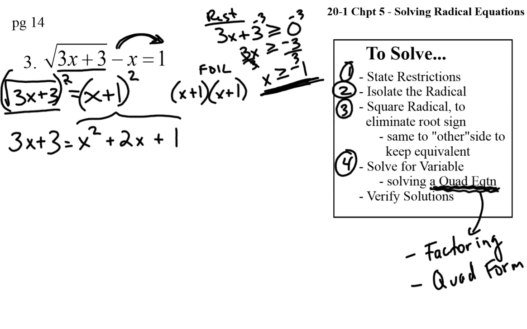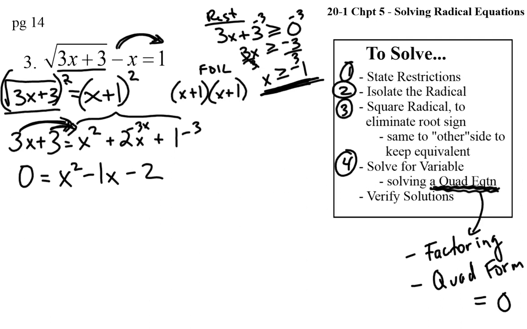But in order to solve a quadratic, first of all, remember everything has to equal 0. So I need to move all of this stuff over to the other side. So 0 will equal, I still have an x squared. The 3x went over, so it becomes a negative 3x, which leaves me with a negative 1x. The 3 comes over, which is going to become a negative 3. 1 minus the 3 will be a negative 2. So there's the quadratic that I could now solve.